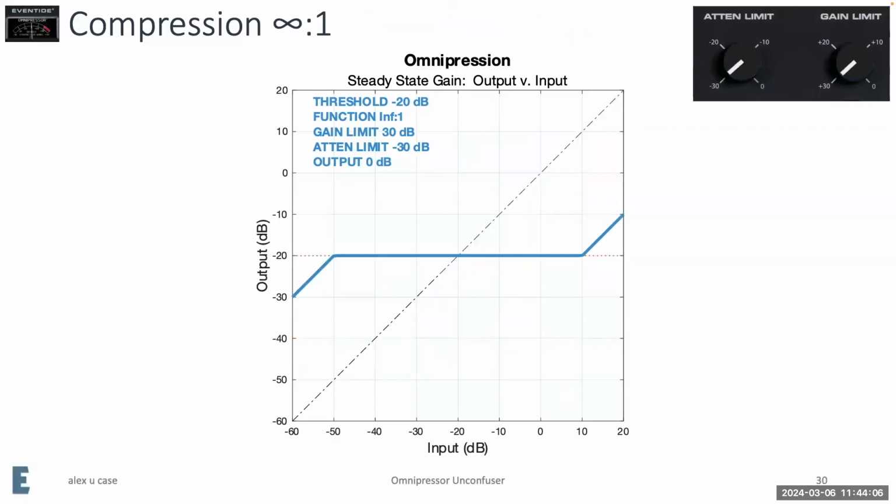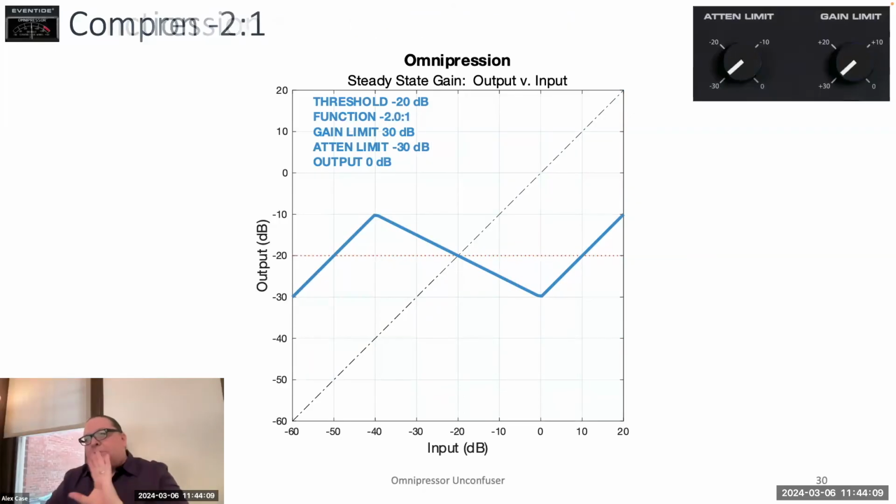If we go back to infinity to 1, I just orient there and just say, we're almost done, by the way. Let's look at what happens when you go crazy and you do dynamic reversal. So -2 to 1. For 20 dB of input above threshold, it becomes -10 dB of output. So the ratio is a negative number that reverses the dynamics, but it does so with a finite amount of gain change, right? So on the right-hand side of this curve, we are turning things down until we hit 30 dB of attenuation, and then it's just 30 dB of attenuation. So again, goes parallel to the 1-to-1 ratio.